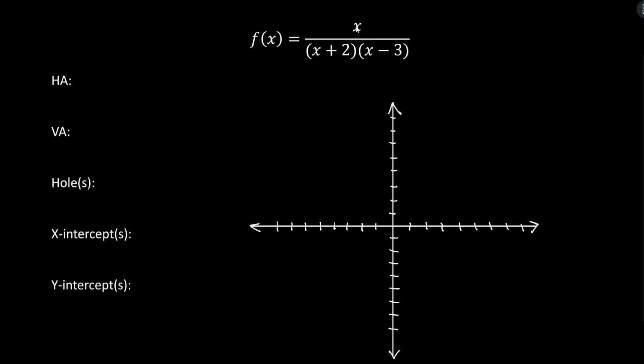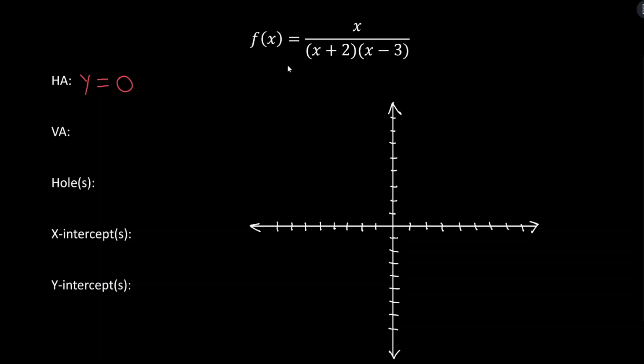So in this case, the degree of the numerator is less than the degree of the denominator, and that means we're going to have a horizontal asymptote at y equals 0. So that's the horizontal line, y equals 0. That's a horizontal asymptote, whereas vertical asymptotes are going to be x equals some number because they are vertical lines.